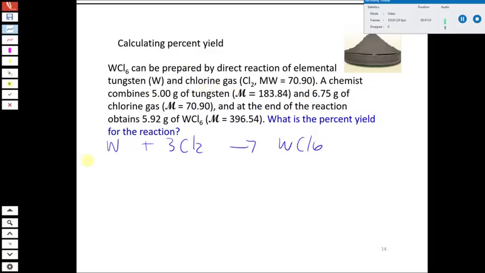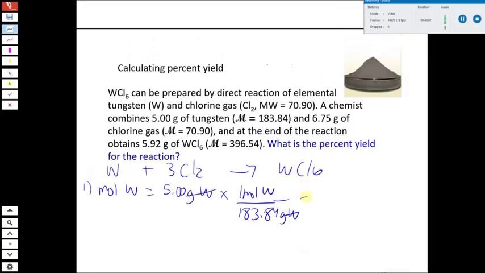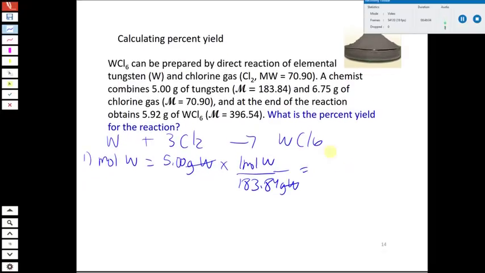We have amounts for both reactants, so as I said, we're going to figure out the limiting reactant. Our first step is going to be to calculate stoichiometric ratios. So we find the moles of tungsten. We have 5 grams of it. We convert to moles using its atomic mass, which we gave you here, is 183.84. You could also have gotten that number from the periodic table. I just want to save a little bit of time by having the number available. And that gives us 0.0272 moles of tungsten.